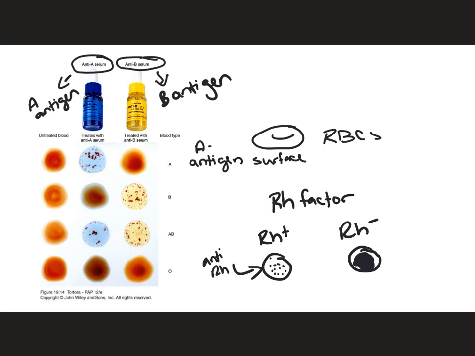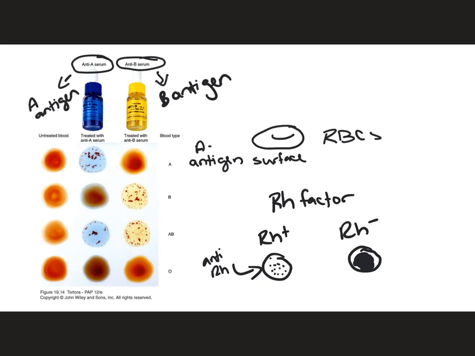Same concept here. The Rh positive would have antigens on its cell surface that would react with the antibodies, and then the Rh negative would not have antigens, so there would be no reaction. So then you would be able to tell whether the person was positive or negative.